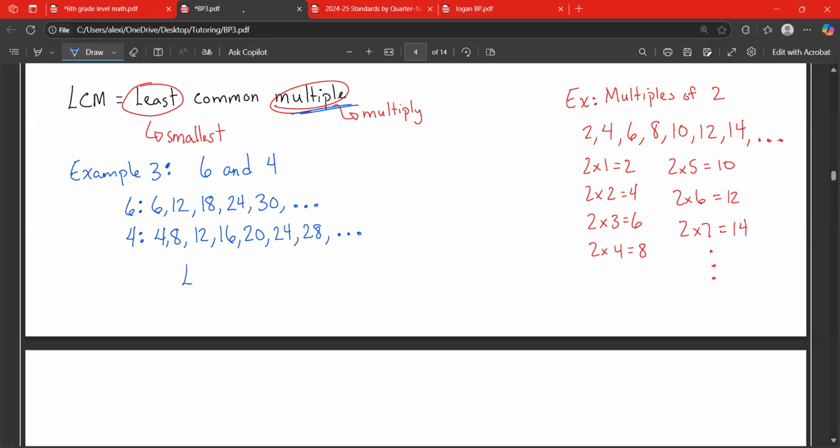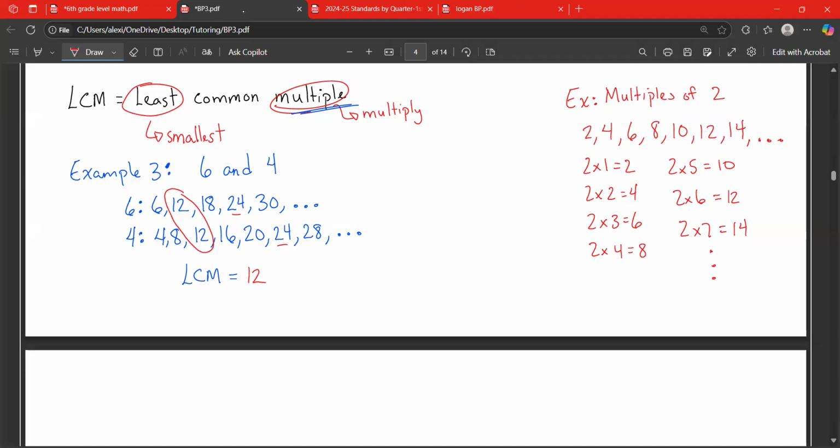So then remember, you're looking for the least common multiple. So now I'm going to look inside the list and I'm going to find the smallest multiple they share. I see 24, but that's not the smallest. The smallest is 12. So the least common multiple between 6 and 4 is 12.